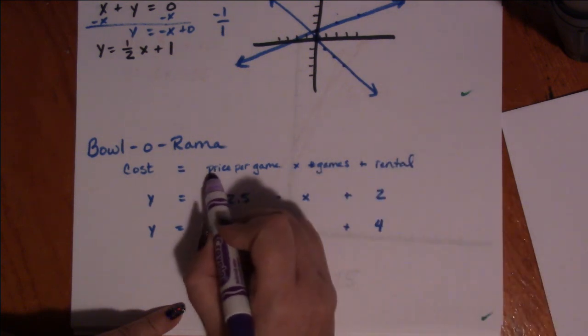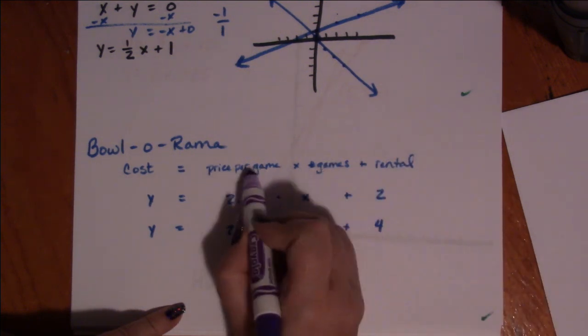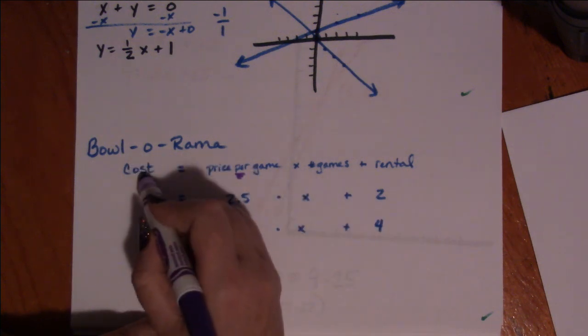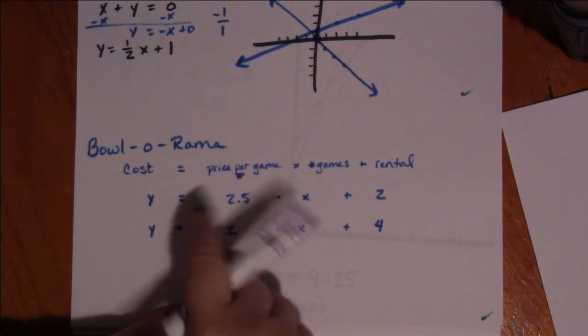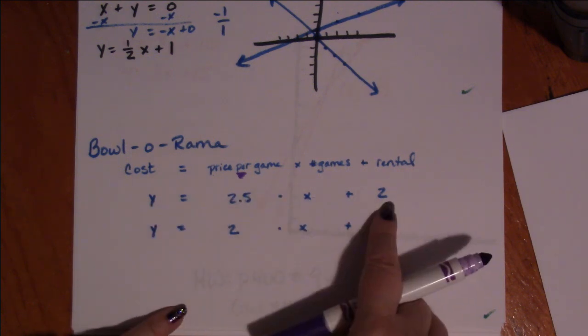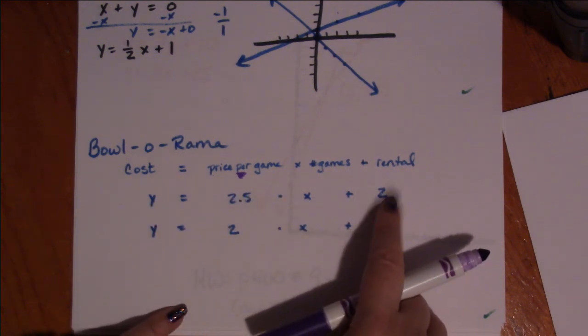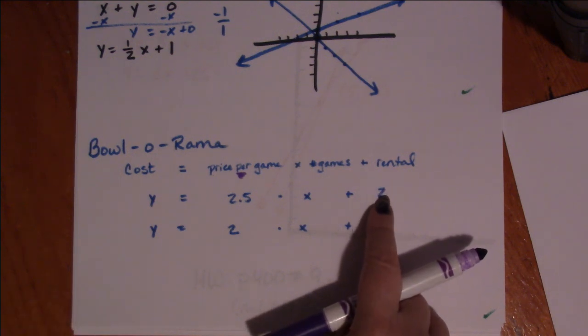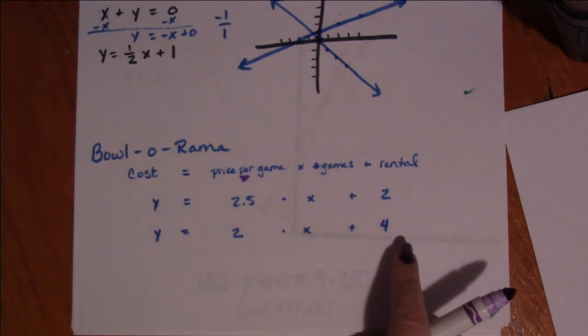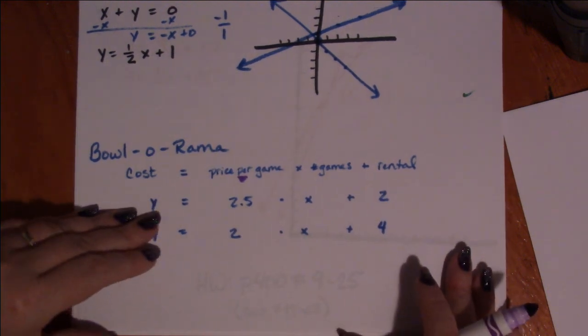So, anytime you have price per game, the per means times x. And the total cost is always going to be y. So you've got two equations: the total cost, price per game times the number of games, plus the one-time rental. Anytime you've got a one-time fee, that's going to be your plus at the end. So here I've got my two, and we're going to graph these.